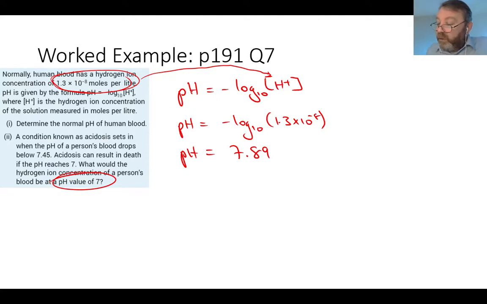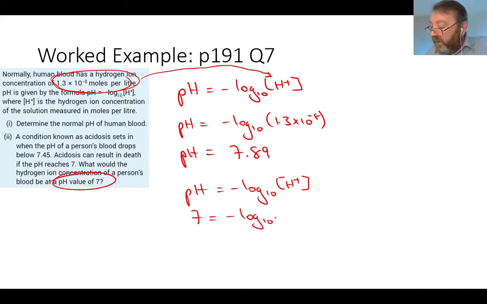So again, I go back to the formula, the original formula. pH equals minus log to the base 10 of the hydrogen ion concentration. Question says, what is the hydrogen ion concentration? So we have to work out the value of H+. But they give me a pH value of 7. So 7 equals minus log to the base 10 of my H+ that I'm looking for.